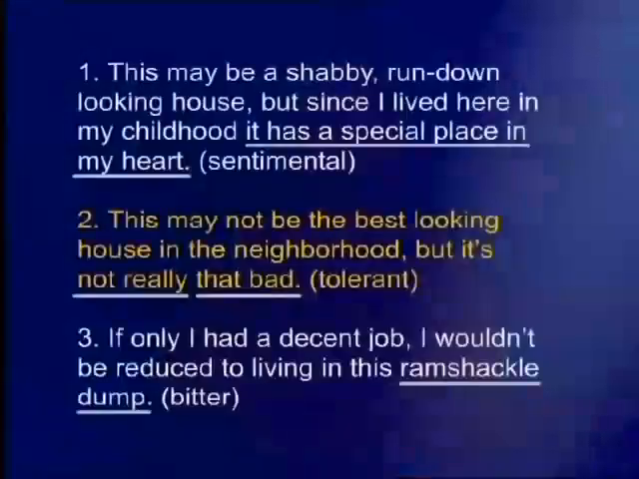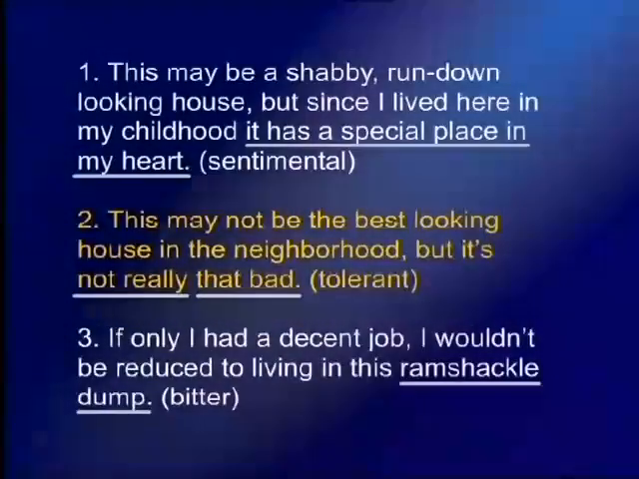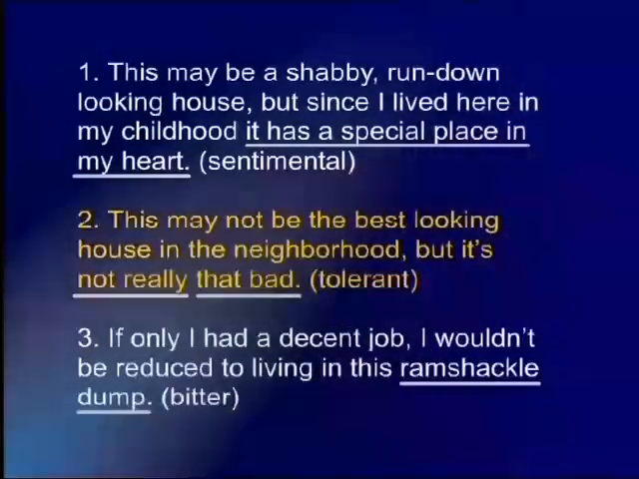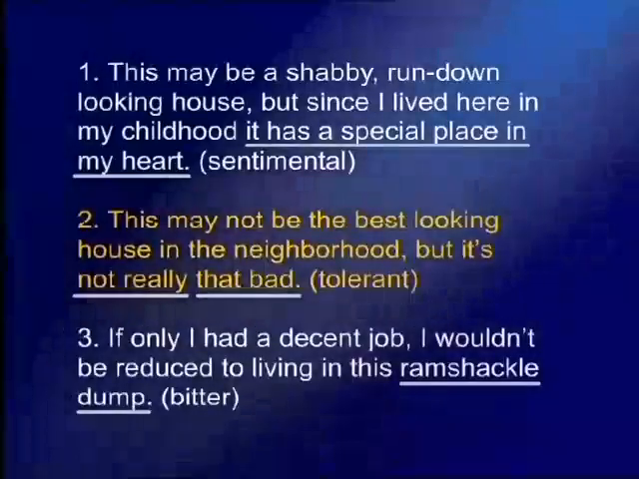Look at the next one. This may not be the best looking house in the neighborhood, but it's not really that bad. Now the phrase, it's not really that bad, conveys a tone of tolerance. The speaker or the writer does not condemn the shabby house. His tone is tolerant. He accepts it.